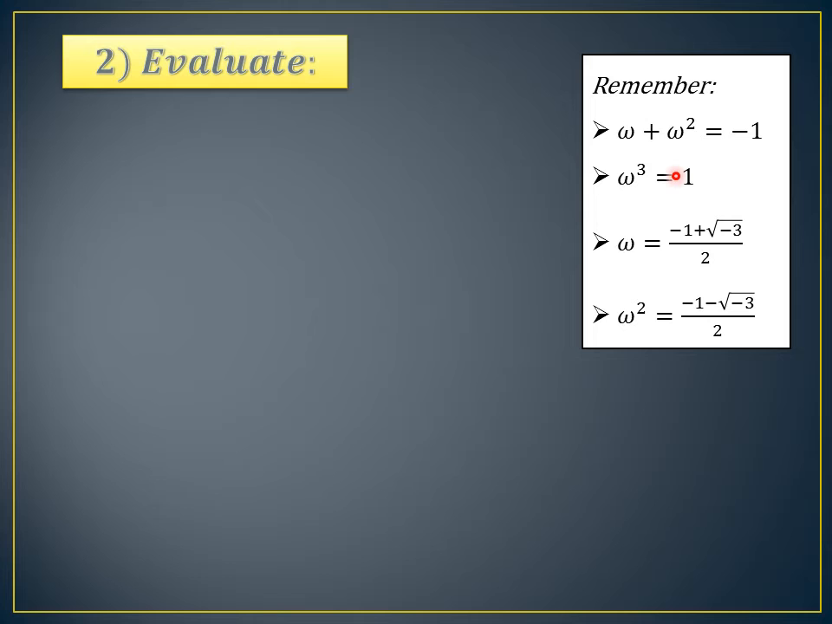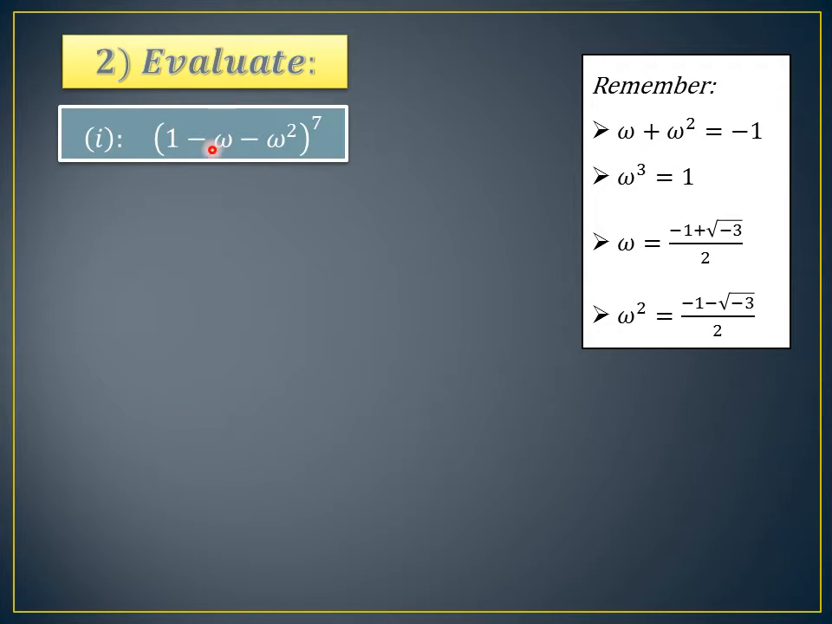The first formula can be changed or altered. Like we can have the value of omega, which would be minus 1 minus omega square, or minus omega equals 1 plus omega square, or we can have the value of minus omega square, it will be 1 plus omega. So we can alter the first formula and can have the values of omega and omega square as well.